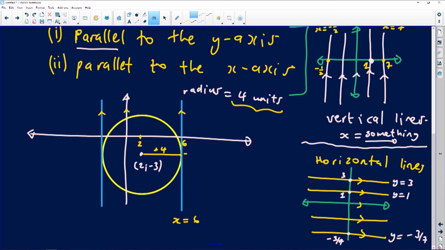The same story applies when I go left. I'm at 2, the center at 2. Where am I going? I'm going left, to this side. But how many units am I moving? I'm moving 4 units left.